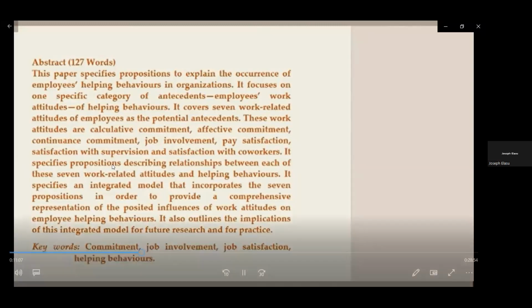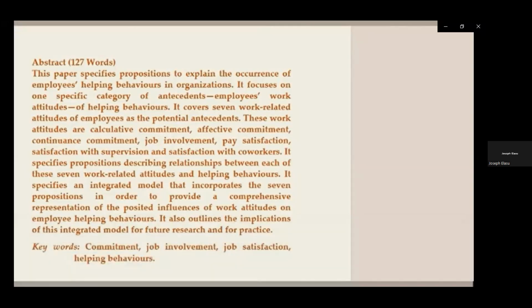Ladies and gentlemen, remember, we are handling conceptual papers. This is how an abstract for a conceptual paper looks like. And you will typically find abstracts of this nature, and this appears before you actually start writing your introduction. And the keywords in this paper, as you can see, are listed below. You've got commitment, job involvement, job satisfaction, and helping behaviors, ladies and gentlemen. So that is the abstract, ladies and gentlemen. Allow me to go to the next part of the conceptual paper, the next component that constitutes that.